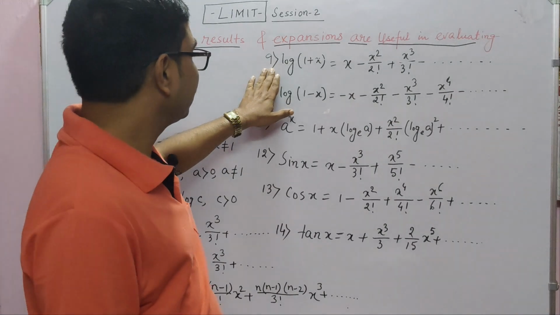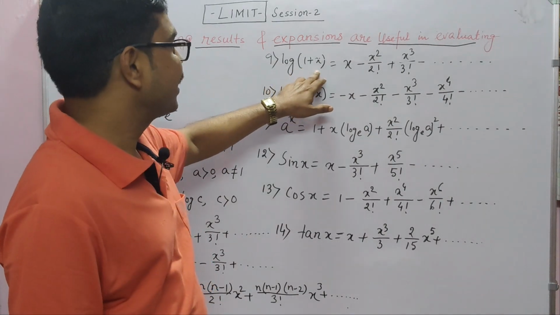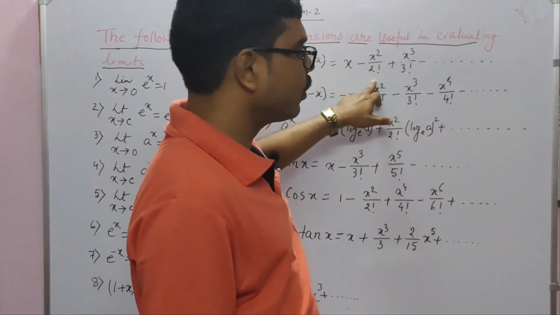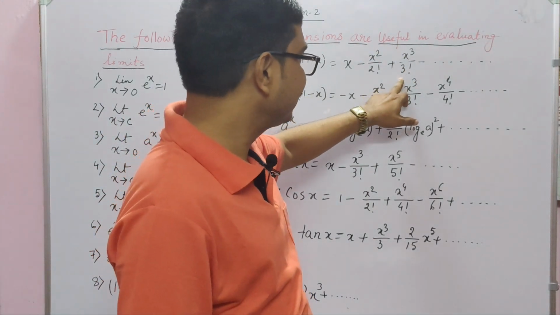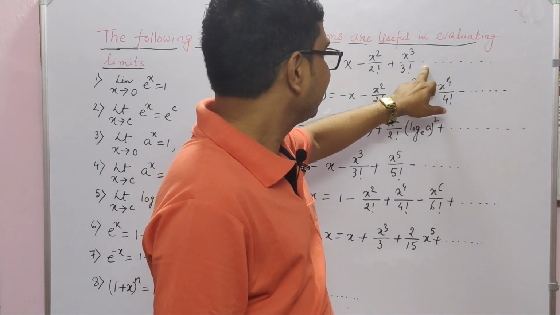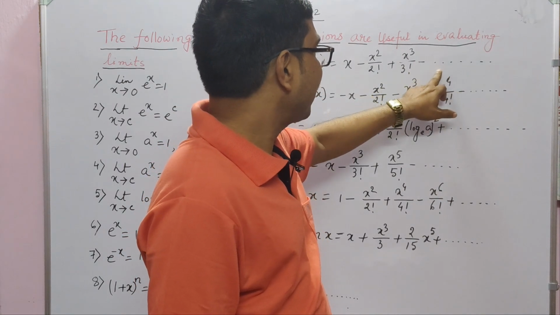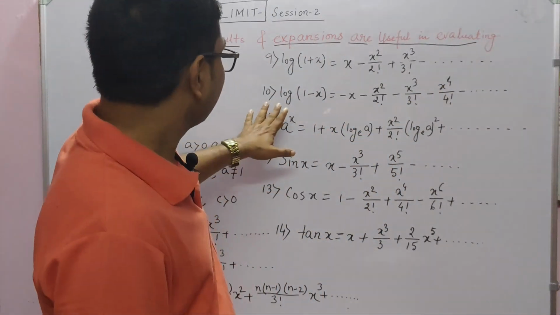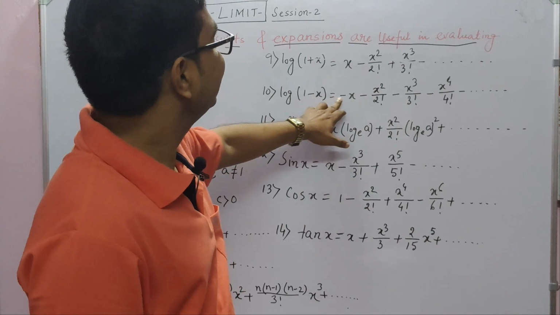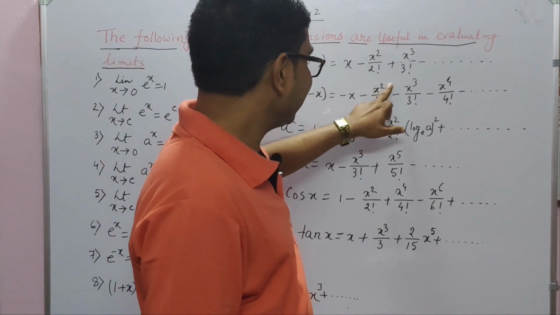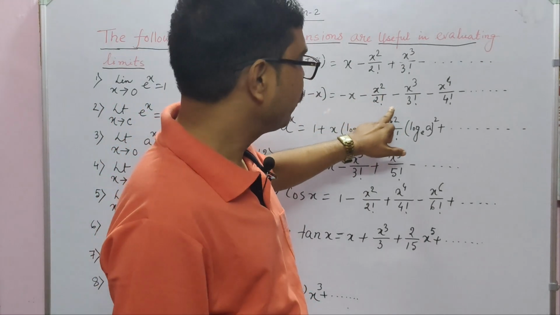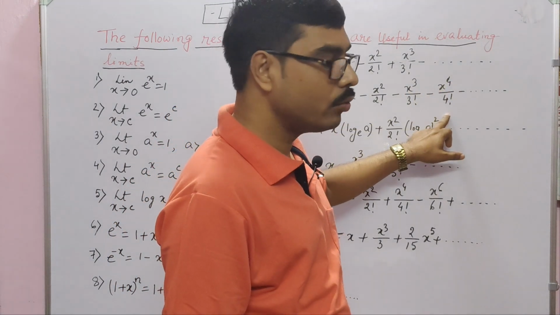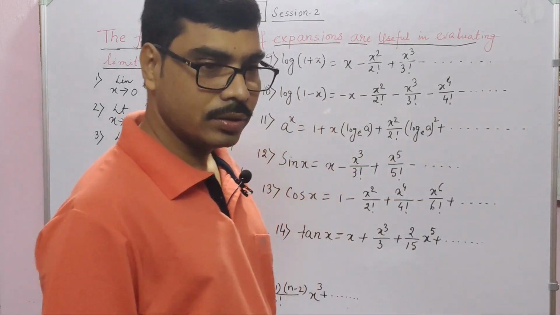Now number 9, log 1 plus x equal to x minus x square by factorial 2 plus x cube by factorial 3 minus x to the power 4 by factorial 4 and so on up to infinite. Log 1 minus x equal to minus x minus x square by factorial 2 minus x cube by factorial 3 minus x to the power 4 by factorial 4 minus up to dot dot dot.